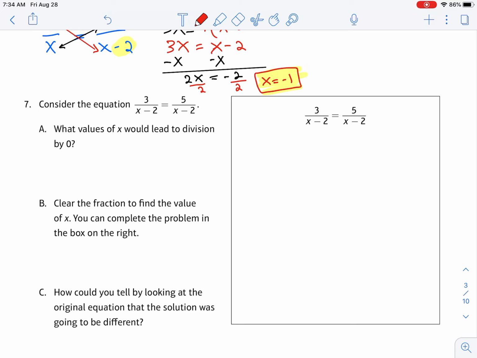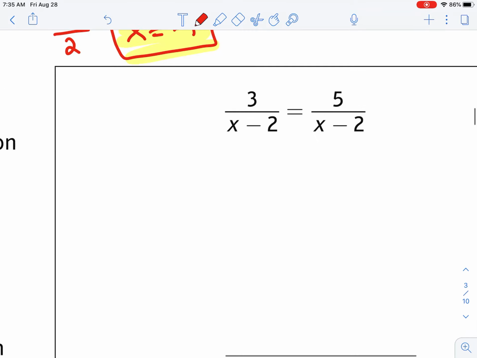Consider the following equation. Let's look at A. What values of x would lead to division by 0? All right, well, in this example, it's kind of nice because they're the same denominators, but there is a variable in the denominator, therefore we have to have an excluded value. So I like to just say, all right, well, if x has just got a coefficient of 1, okay, the coefficient of x is 1 on both, so we could just take the opposite, okay? So the opposite of a negative 2 would be a positive 2.